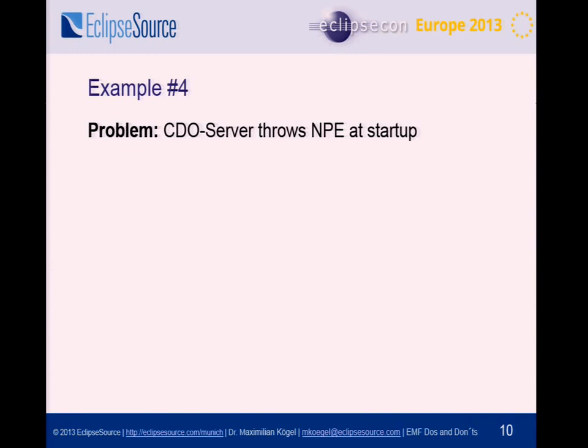Example number four. I picked this for the EclipseCon North America, where I held a similar talk. This is not specific to CDO, let me say that in advance. CDO is a mature technology, but it's a good example that even in things like that, something can go wrong that is related to another problem. So what happens is you fire up your CDO server, everything worked fine so far, but suddenly you get a null pointer exception at the start of your CDO server. And the last thing that you remember is you changed something in your model and you regenerated it, and now you get this NPE every time you start up the server.